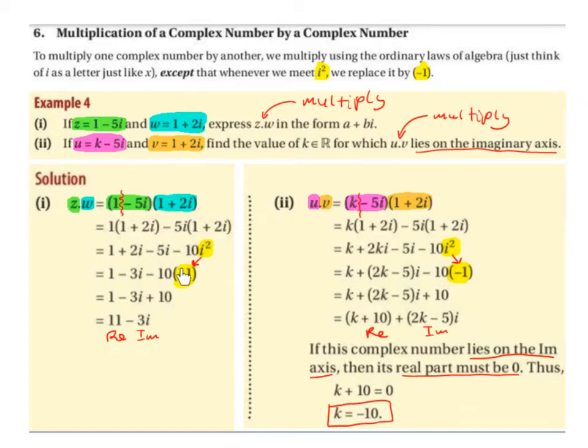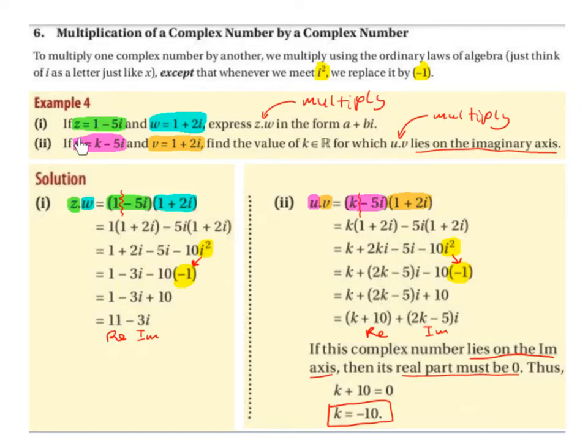10i squared becomes minus 1. Very, very important that you must have brackets around this because we're going to have to multiply minus 10 by minus 1, which gives us positive 10. I'm putting the real parts together. 1 plus 10 is 11, and just bring down the minus 3i. So you get 11 minus 3i. Make sure the real part comes first.